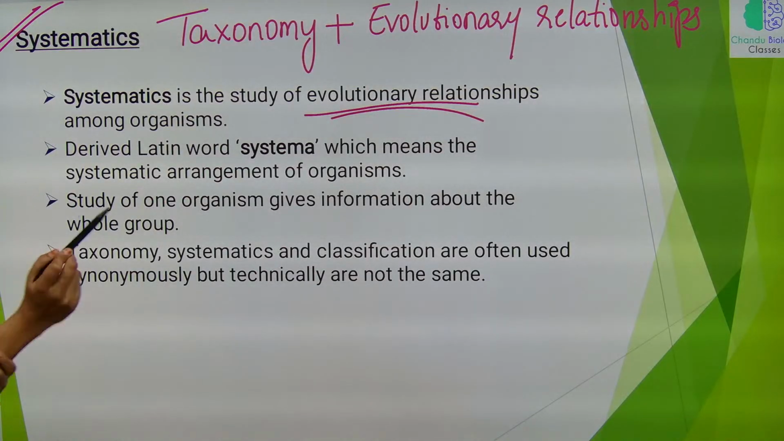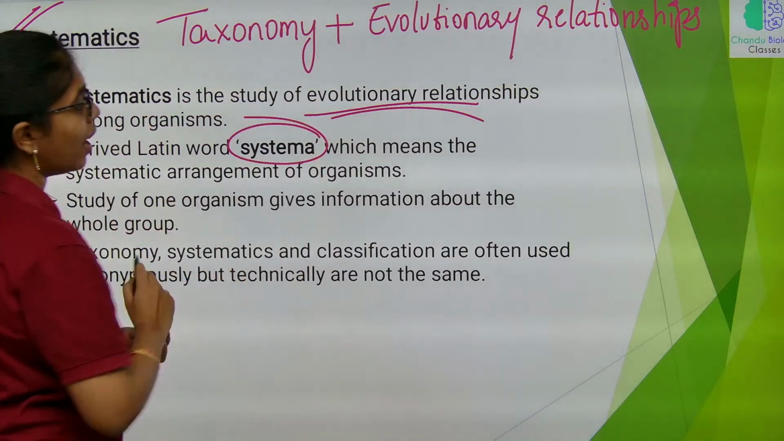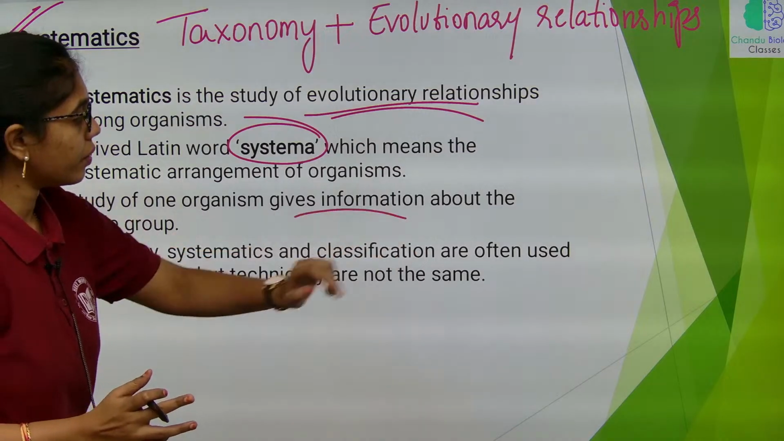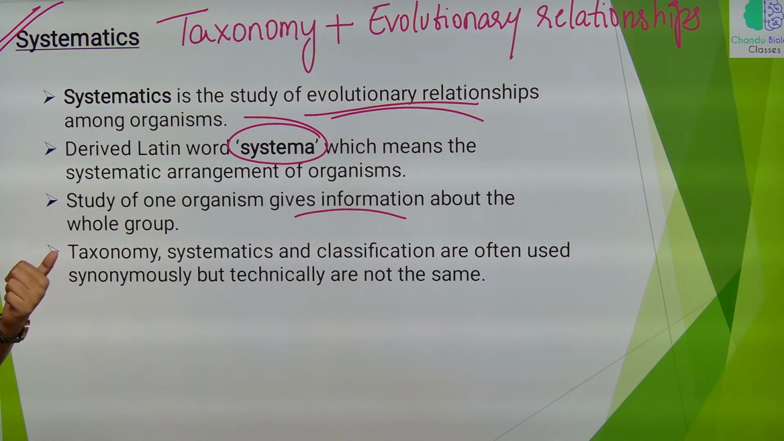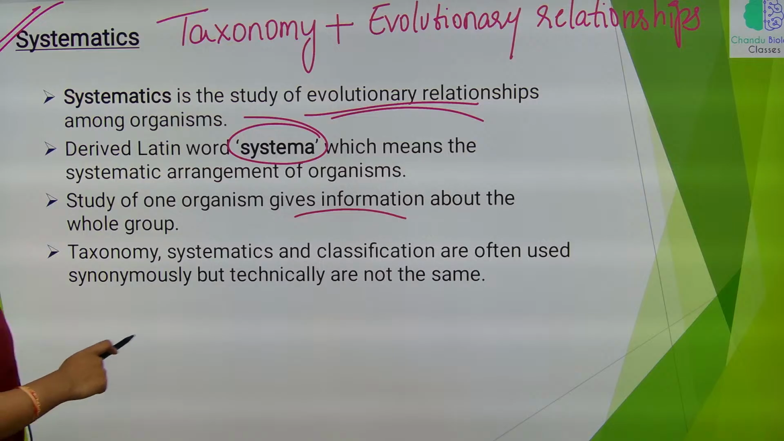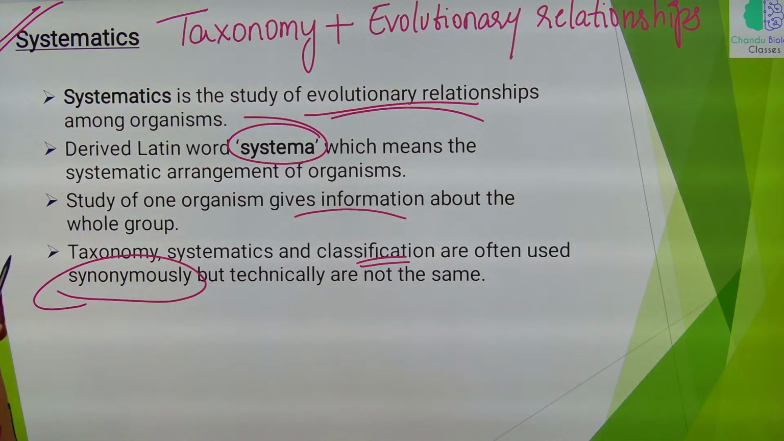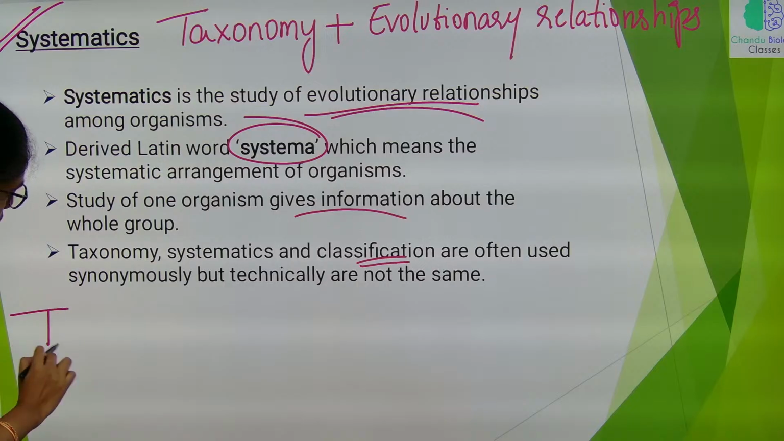It is derived from the Latin word systema, which means the systematic arrangement of the organisms. Study of one organism will give information about the whole group. Taxonomy, systematics and classification are often used as synonyms, but they are not technically the same. Okay? Now I would like to give you the types of taxonomy also.